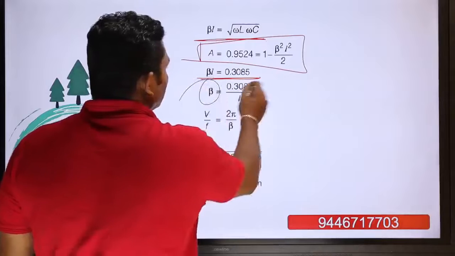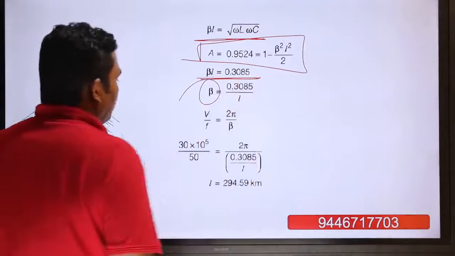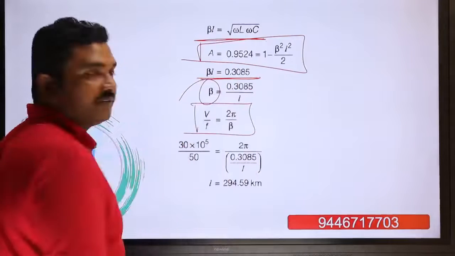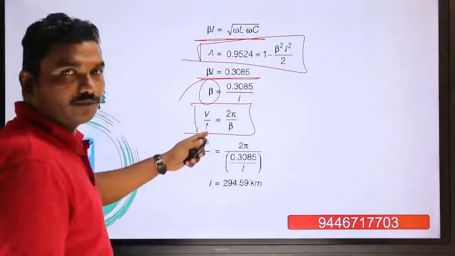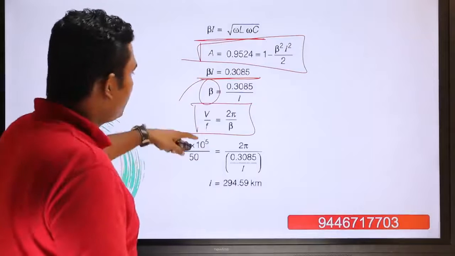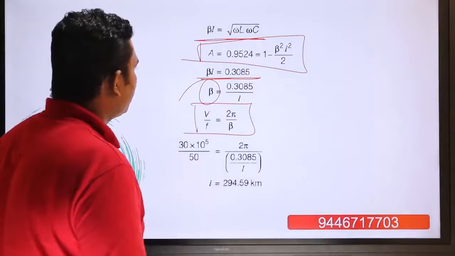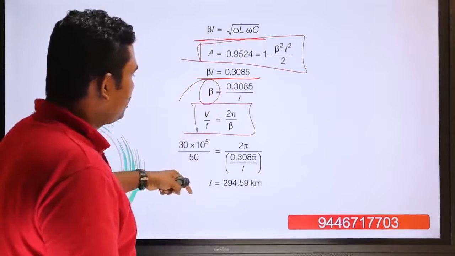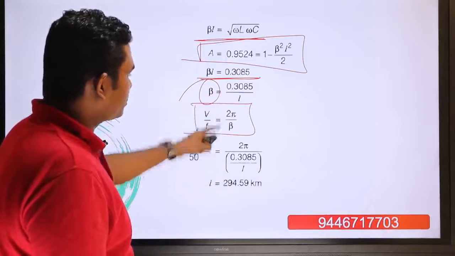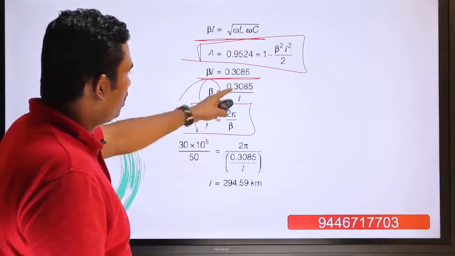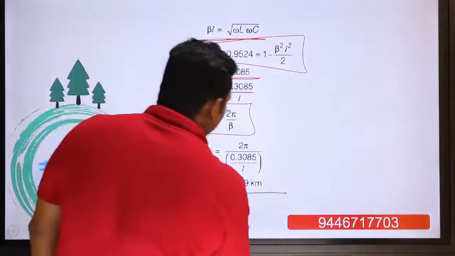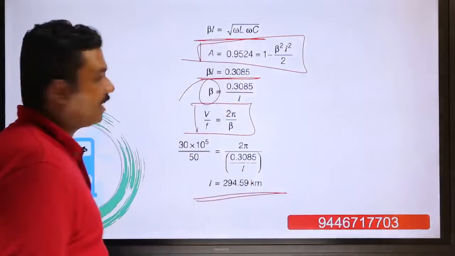So what is beta? Beta is equal to 0.3085 divided by L. And there is another expression, V divided by F is equal to 2 pi divided by beta. So this expression is also made in the theory. So it is V by F is equal to 2 pi divided by beta. So V by F can be substituted, and 2 pi divided by beta, instead of beta we will be able to substitute 0.3085 divided by L, which will give you the line length to be 294.59 kilometers.